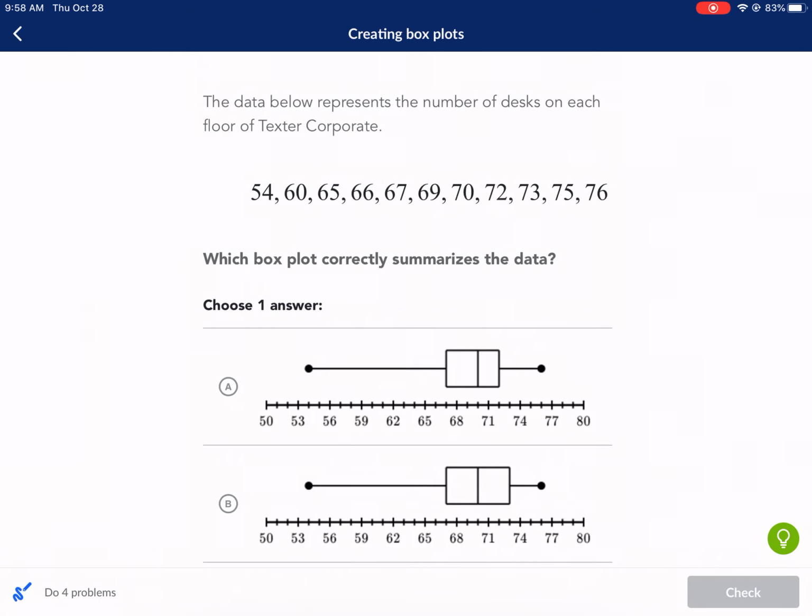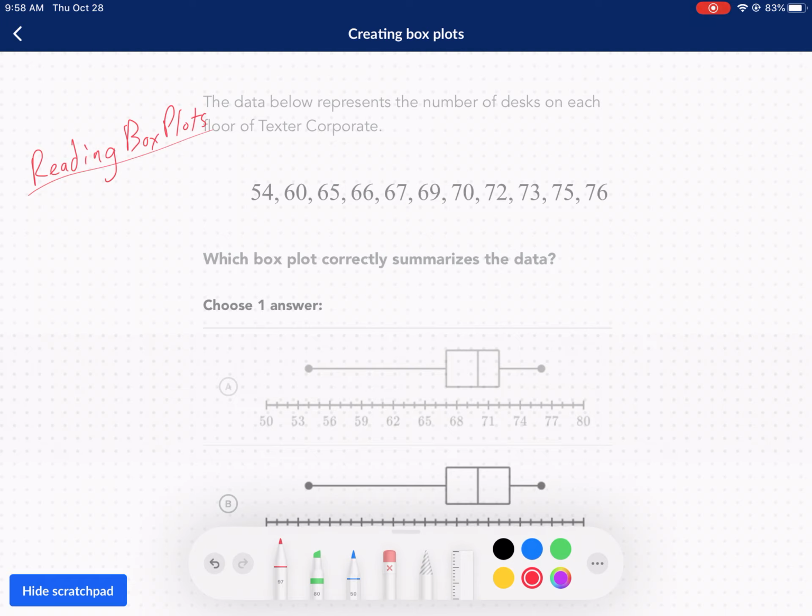The data below represents the number of desks on each floor of Texter Corporate. Okay, so there's a lot of floors here. You can even count the floors. We have 1, 2, 3, 4, 5, 6, 7, 8, 9, 10. Okay, so there's 11 floors in this place. Now you can see how many desks are on each floor.